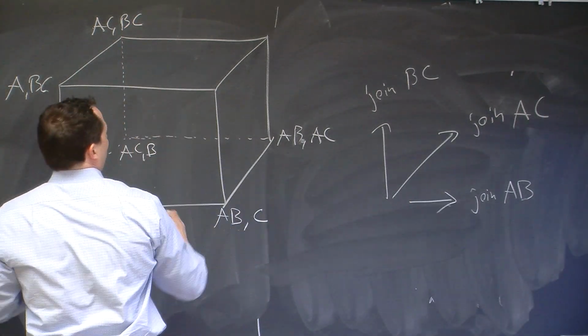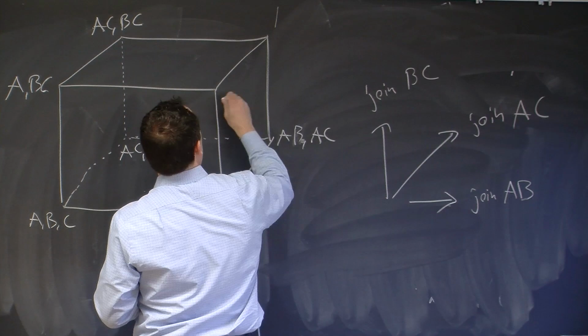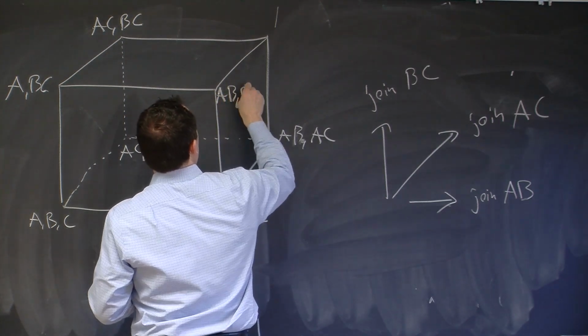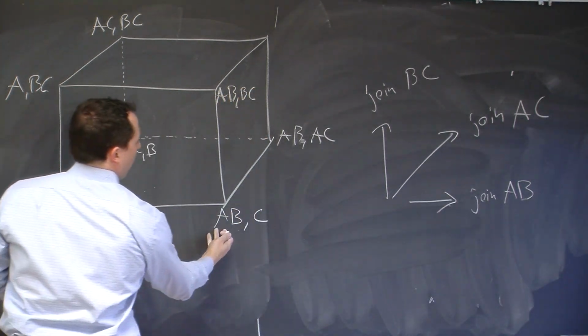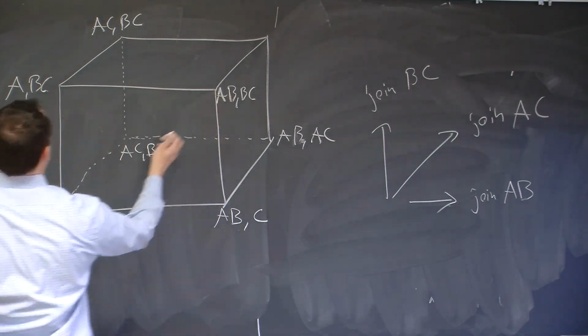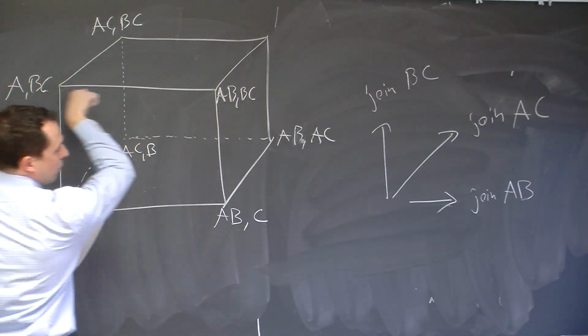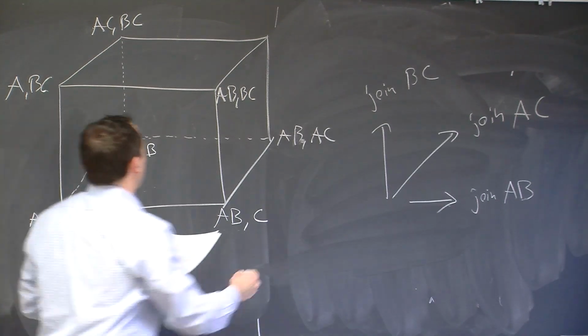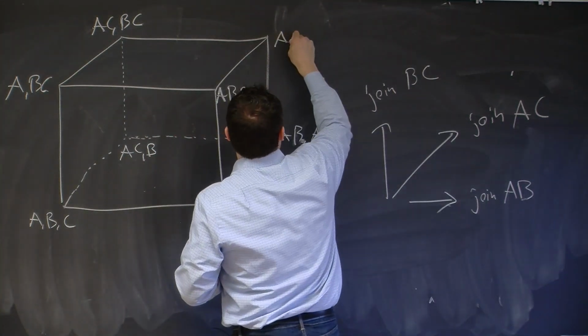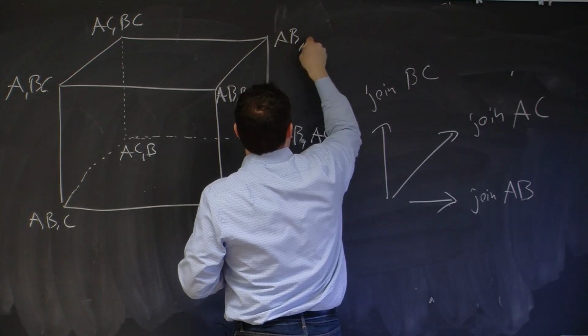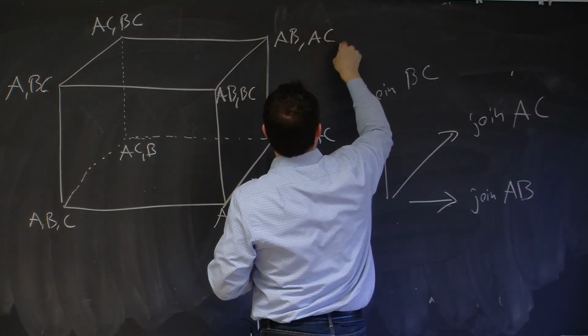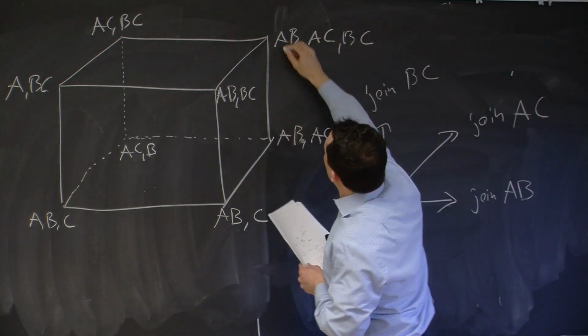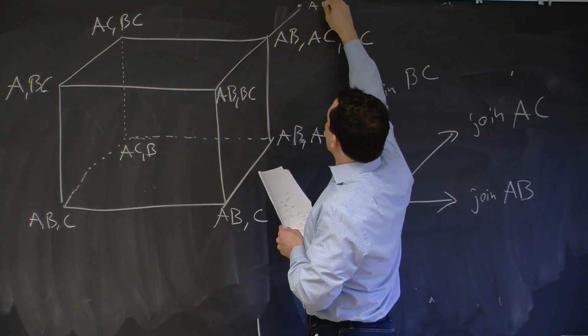So this is the second level of the hierarchy. And this one will be AB, BC, because I start from ABC and go in the join BC direction, or I start from ABC and go in the join AB direction. And then at the top of the hierarchy for the cube is the homogeneous interaction model, AC-BC, and the saturated model is somewhere out here.